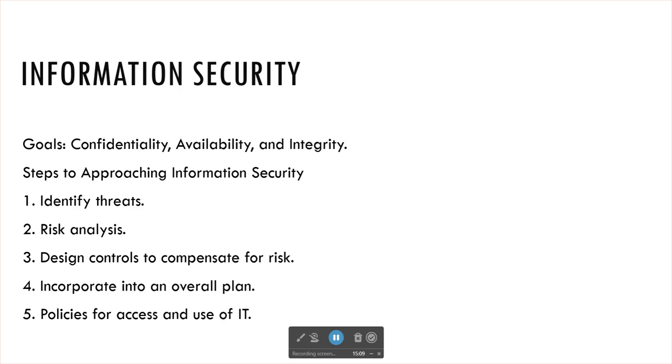So the steps to approaching this sort of information security: we need to see where the threats are. Where are the threats coming from? We need to analyze these threats. What are our greatest threats? And of course, if you do a risk analysis, you're going to put the most money into the greatest risk. And risk means what's the potential loss, not just the amount of the loss, but the likelihood of the loss. If this bad thing happens, what's going to happen to us?